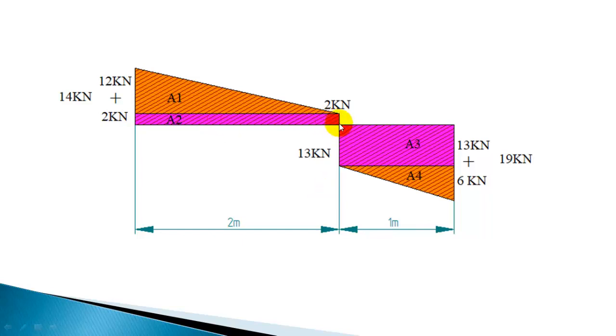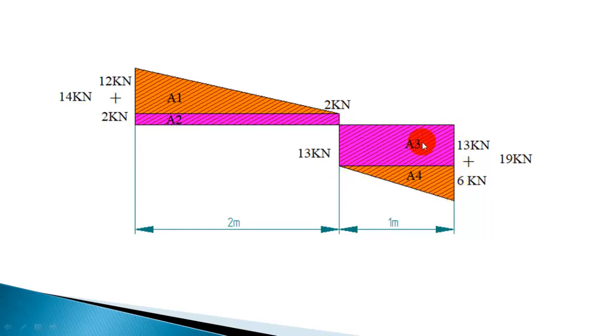So maximum bending moment is 16 kilonewton meter. You may calculate even from the right side. This area you can divide into two areas. This is 13 kilonewton, so total is 19 kilonewton. So this rectangle has size 13 and the remaining is going to be 6 kilonewton. So we have a rectangle. Area of rectangle is 13 into 1, that is 13, and this triangle part is 6 into 1 by 2, that is 3.